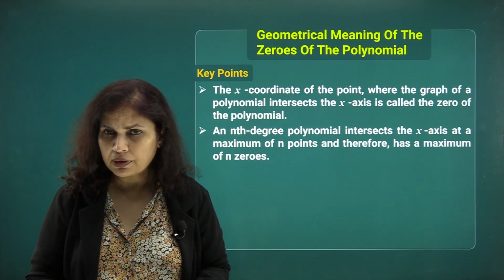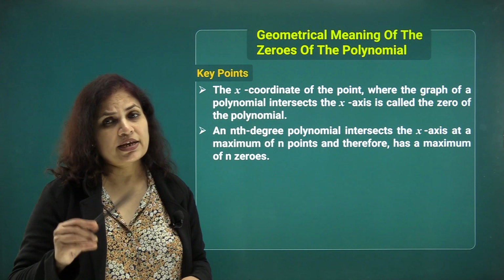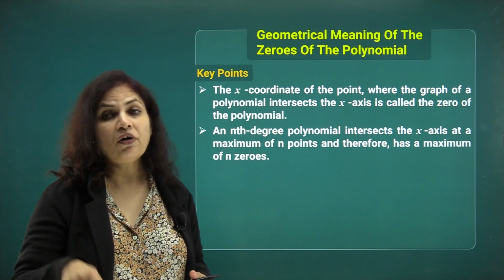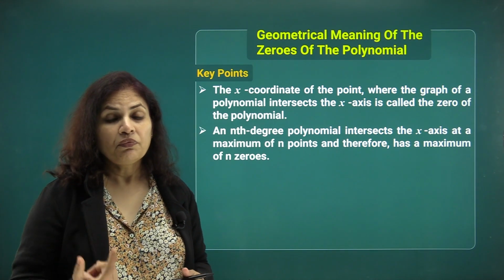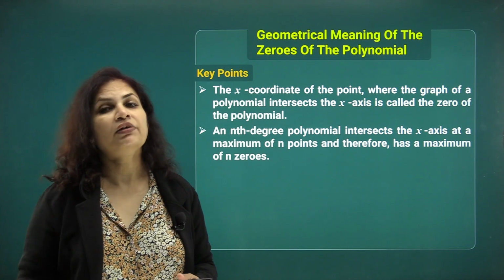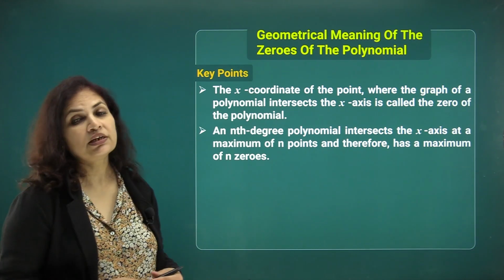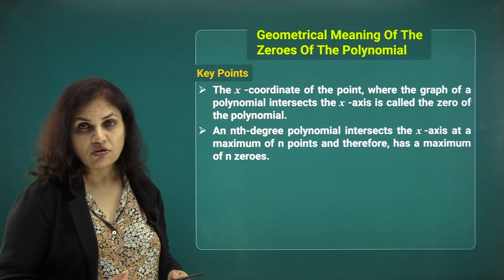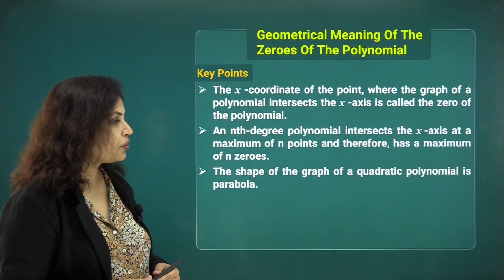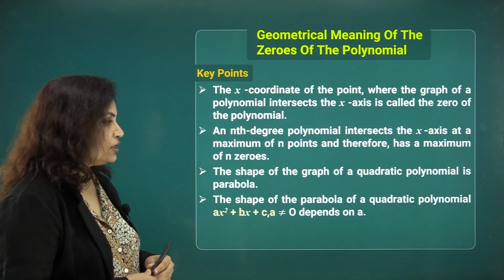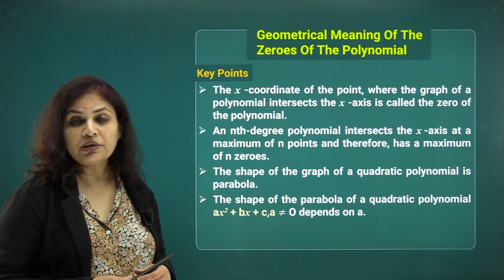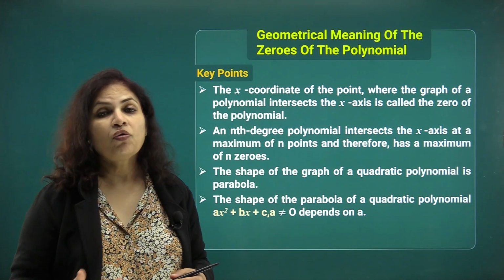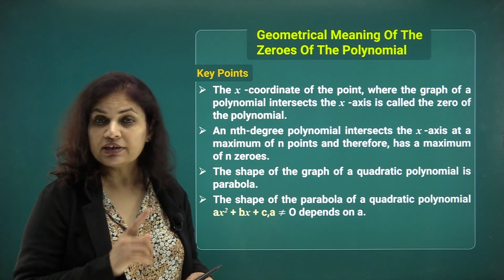Similarly, a parabola may touch the x axis at one point. The minimum point of the parabola may lie on the x axis. In that case also, we will have only 1 zero, but maximum we can have 2. So, the nth degree of a polynomial determines the maximum zeros of the polynomial. The shape of the graph of a quadratic polynomial is called a parabola. The shape of the parabola of a quadratic polynomial depends on the value of a. If a is positive, we will have an upward opening parabola, and if a is negative, we will have a downward opening parabola.